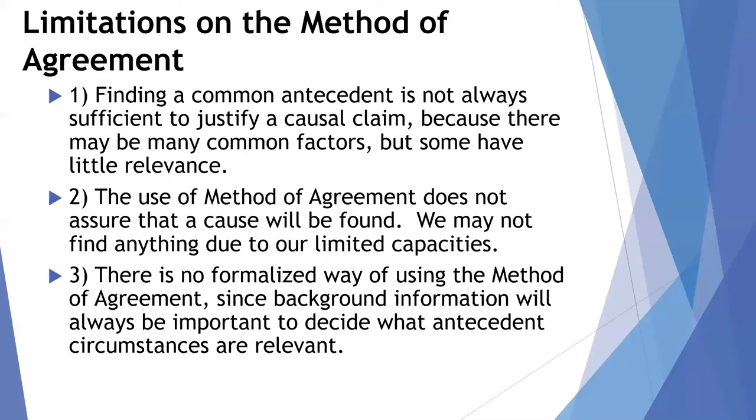But our background information will always be important to decide what antecedent circumstances are relevant. So he considered things that he assumed were relevant to a sore neck, but we didn't have on the list things related to what he ate, for example. And it's possible that something that he ate was related to causing inflammation and a sore neck.